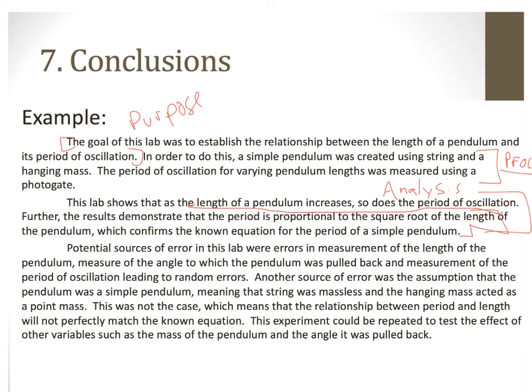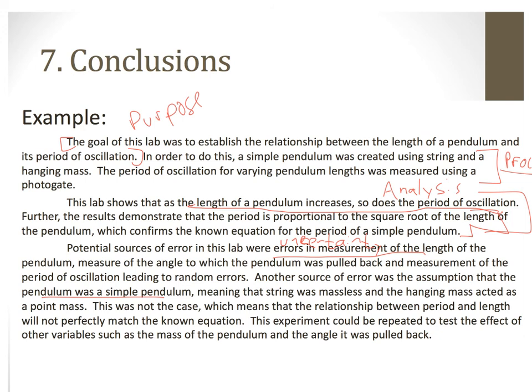Then we finish with sources of error. All right, so errors in the measurement of the length. Sometimes you can also use this word, uncertainty, same idea, in the measurement of the length and the angle. Another source of error was the assumption the pendulum was a simple pendulum. This is getting a little bit ahead of ourselves content-wise, but that was an assumption we made in the lab, and that affected the results. It wasn't completely true, but we were basically willing to accept that it was close enough. All right, but we want to make sure that we're aware of that and we identify that.